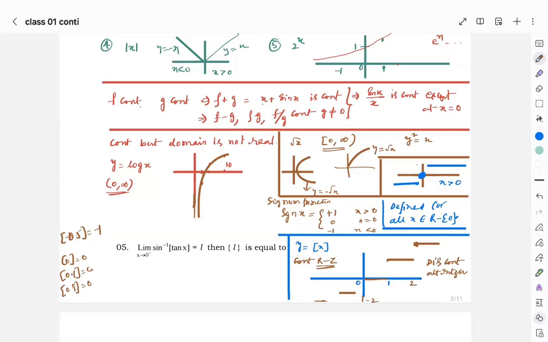If you ask, is it continuous at 1.5? Yes, it is continuous. Is it continuous at 2? No, there is a gap. Is it continuous at 2.5? Yes. So it is continuous at all real numbers other than integers, but the domain is the real numbers.